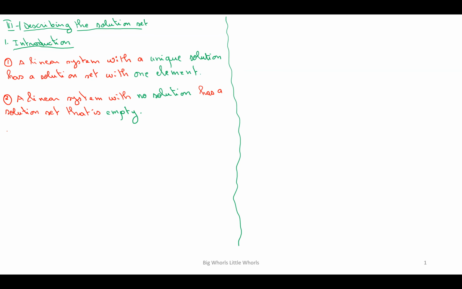Now, the third case. We have a linear system that has infinitely many solutions. How many elements do you have in the solution set? You can guess we have many, and that's what this part of the chapter is going to be about. How do we describe the solution set of infinitely many solutions?